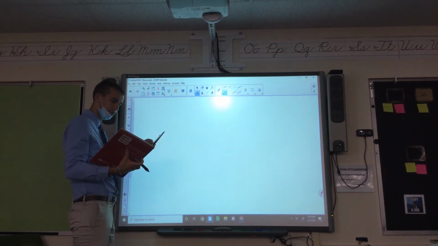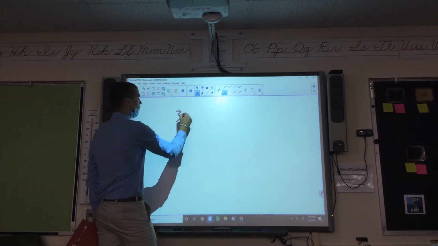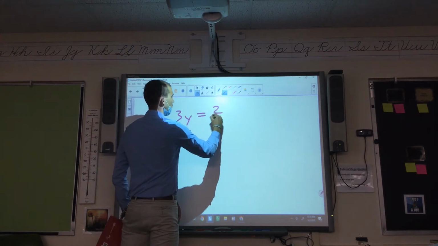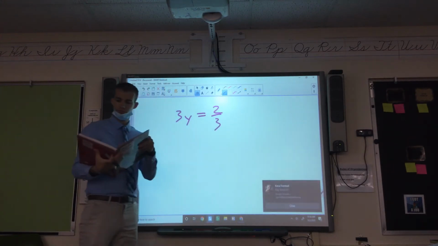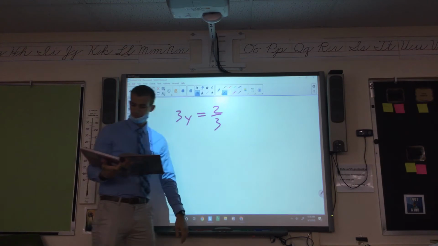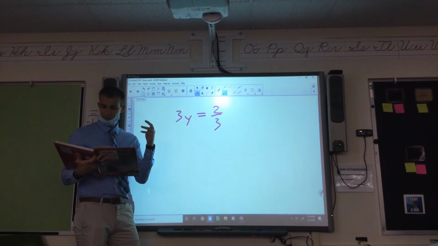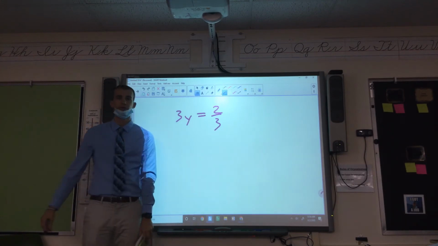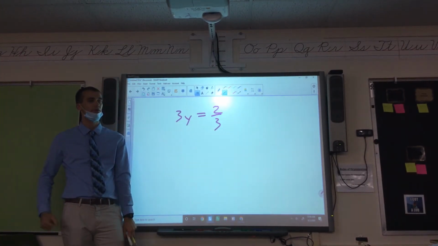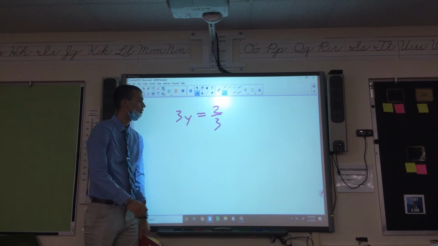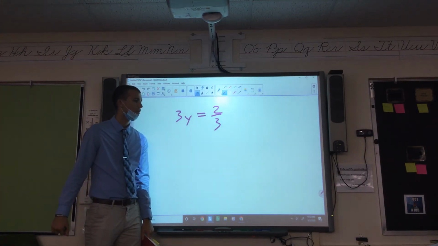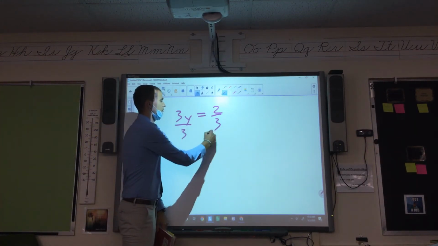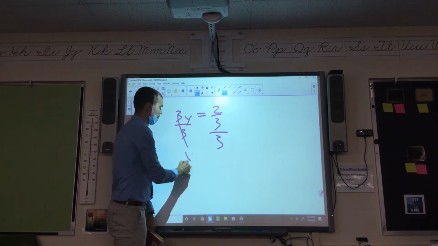And then we'll do one more here, midway through page 11: 3y equals 2/3. So Noah, what do we do for that? How do we get y by itself? Okay, divide by 3. Now we have y by itself.